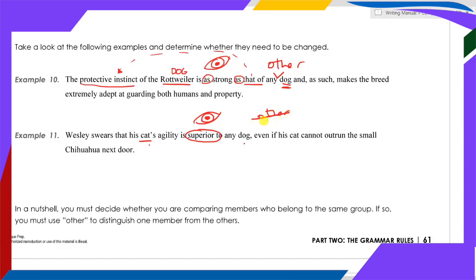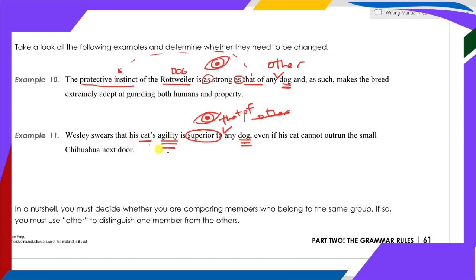I hope you didn't say it was perfectly fine, because it's not. We do have a problem in this sentence. I tricked you guys on this one. I apologize for that. But Wesley swears that his cat's agility is superior to any dog. We are comparing agility to a dog. You cannot say that agility is superior to a dog. You can say that his cat's agility is superior to that of any dog. But you cannot say that agility is superior to a dog.